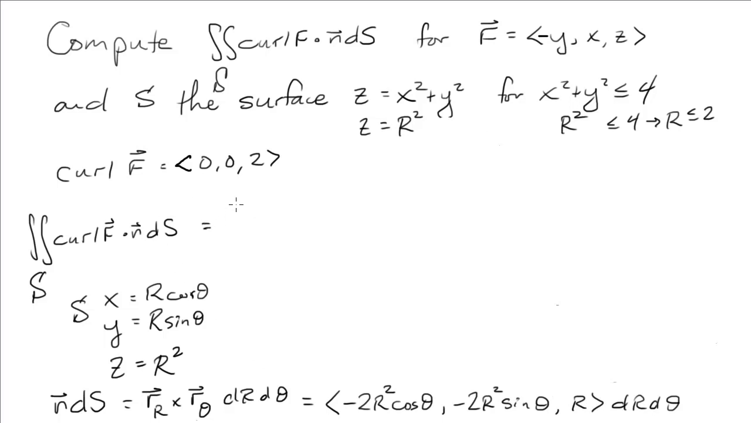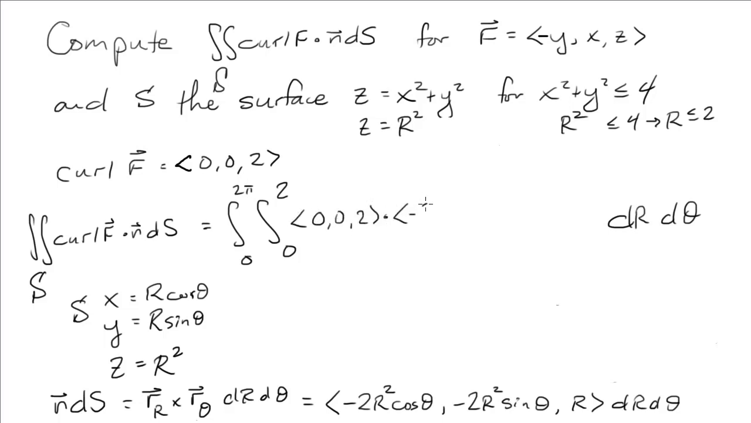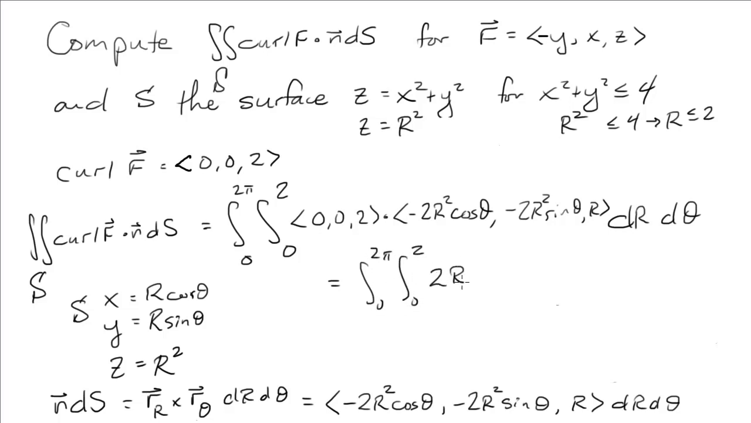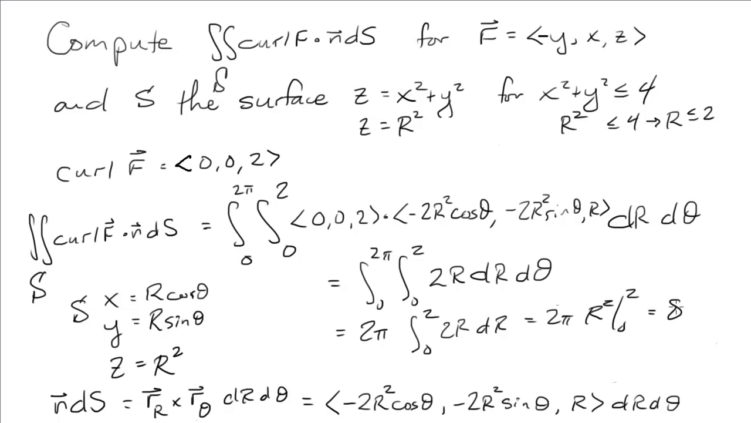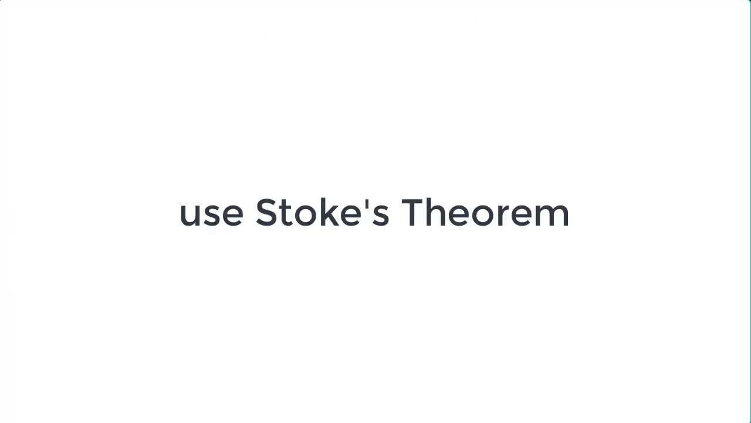Plug in our parameterization, our parameter domain. R is 0 to 2, and theta is unrestricted. Plug the parameterization into F. There is nothing to plug in. Do our dot product and compute. I'll do the theta integral first, because there are no thetas inside. Eight pi. Now let's use Stokes' theorem.